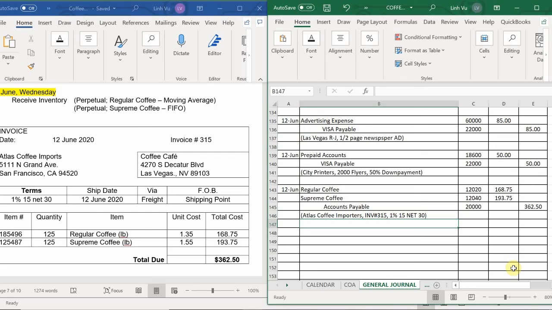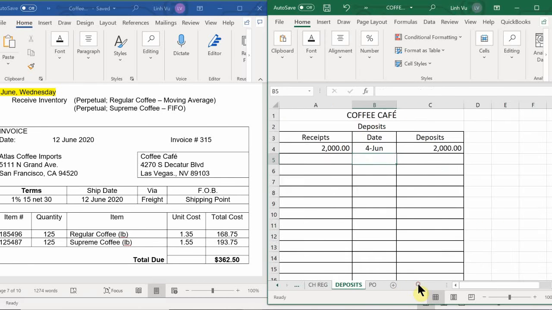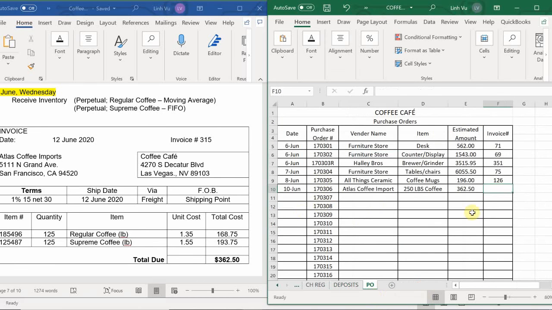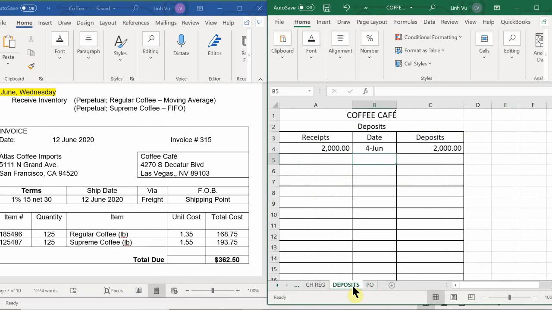Okay, so there we received our inventory. The very next thing I have to do is ensure and verify that I received this purchase order, because I ordered coffee. In this case, I did receive my coffee. It was invoice number 315.